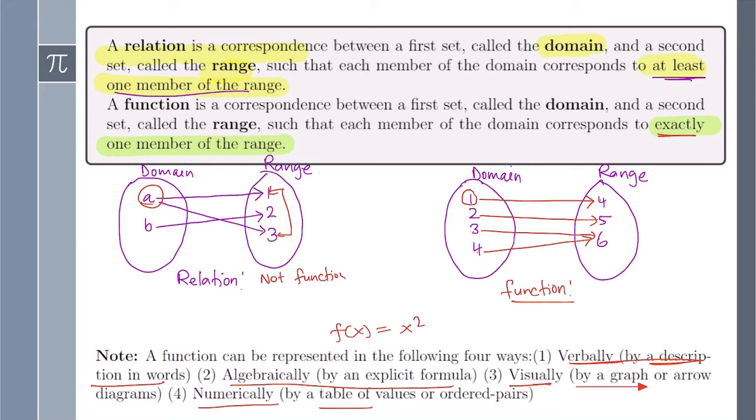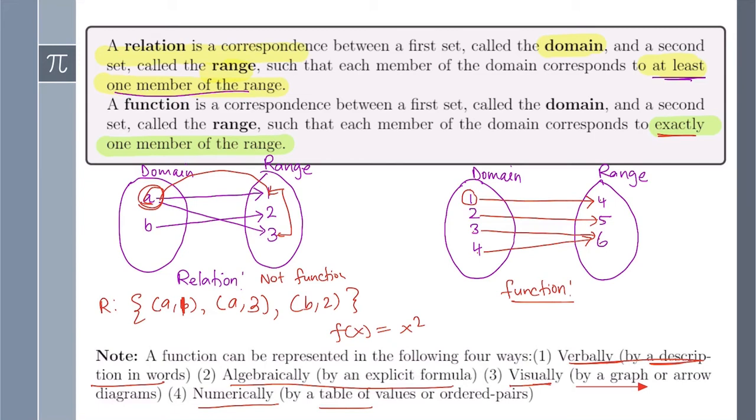So for example, this one, we can write this relation as A comma B. That means A is in the domain and the corresponding member in the range is B. And I can write, sorry, A comma 1, and then A comma 3, and then B comma 2. So I can represent it that way.